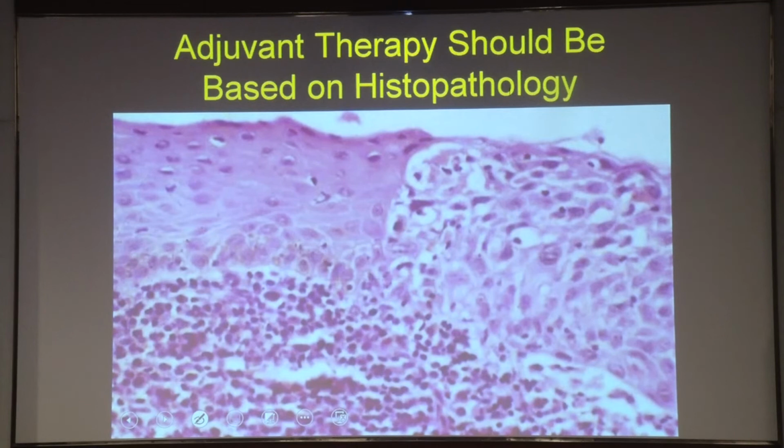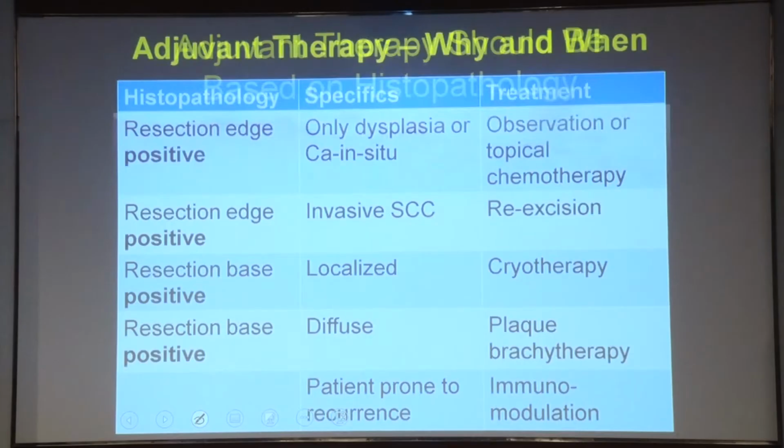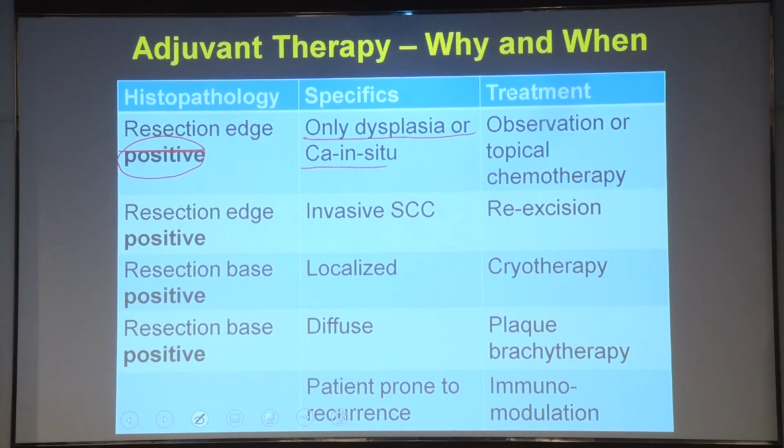Adjuvant therapy should not be guided by guess. Many times I get consultations saying that, okay, I've removed the tumor, should I give topical mitomycin? So why should you give it? There has to be a reason. Only if the resection edge is positive and that contains only dysplasia and carcinoma in situ. If you have already done edge cryotherapy, only observation. If you have not done edge cryotherapy, then topical chemotherapy only for dysplasia and carcinoma in situ.